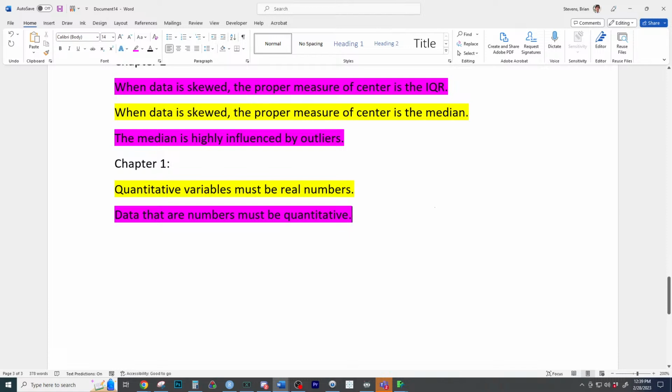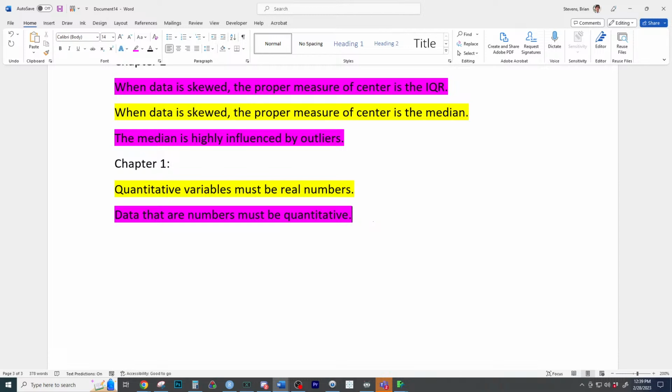Always think of examples of why it's false or why it's true. Quantitative variables must be numbers because it's a quantity. So that's a key part of it. Quantities must be numbers, where things that are numbers aren't necessarily quantities. Like my zip code 27106 is not going to be a quantity of how much zip code I have.